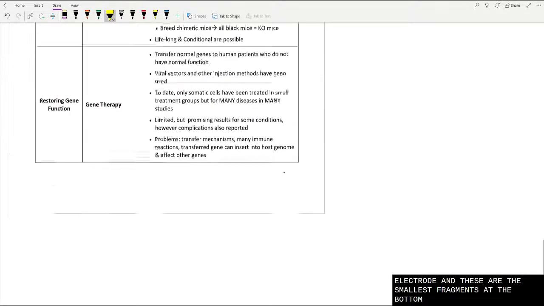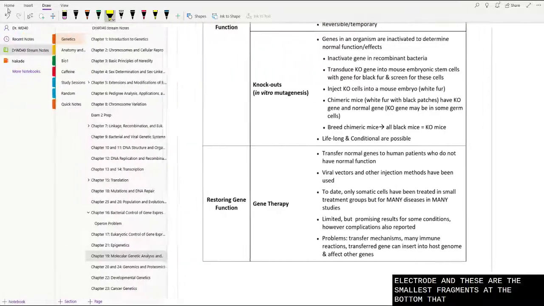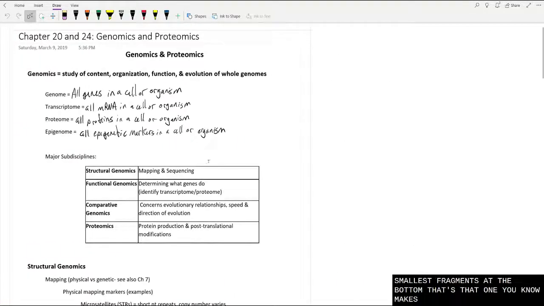And yeah, that's that one. Genomics and proteomics, be able to define a genome, transcriptome, proteome, and epigenome here. So genome is all genes in a cell or organism. Transcriptome is all the messenger RNA, and the proteome is all the proteins.